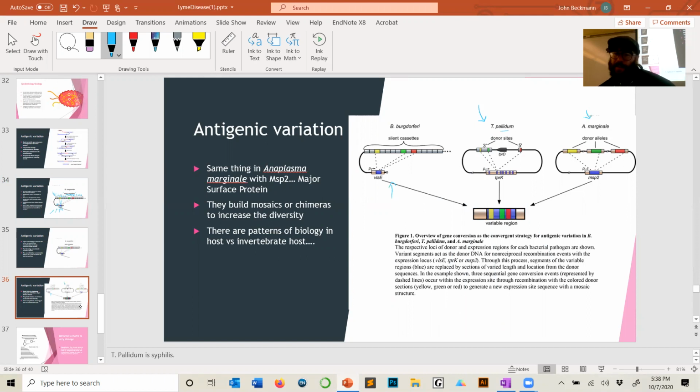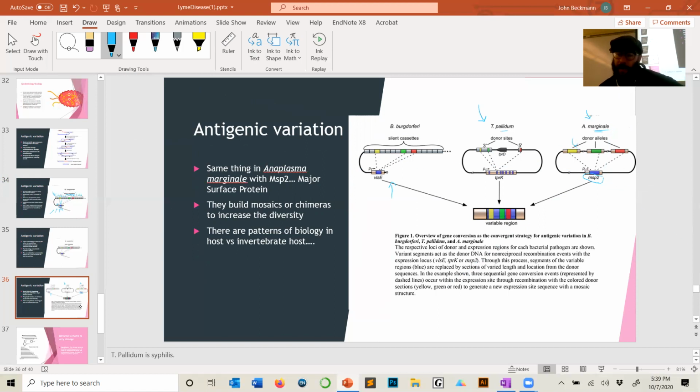Same thing with Anaplasma. Anaplasma we talked about in the tick lecture. Anaplasma marginale is, I think, a cow pathogen. The human Anaplasma is Anaplasma phagocytophilum. Marginale is the cow pathogen, but it's got these plasmids with MSP2. What do you think MSP2 stands for? Major surface protein. So just like OSP is outer surface protein, MSP2 is major surface protein 2.